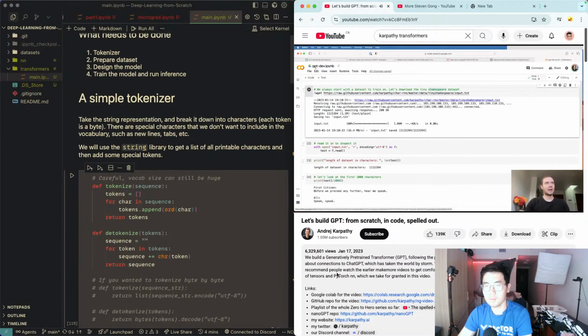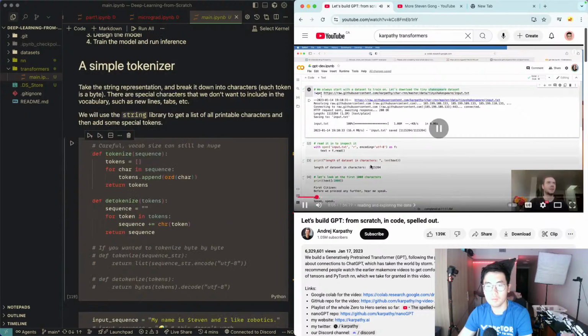Okay, so I created a new Google Colab Jupyter notebook here. And this will allow me to later easily share this code that we're going to develop together with you, so you can follow along. So this will be in the video description later.